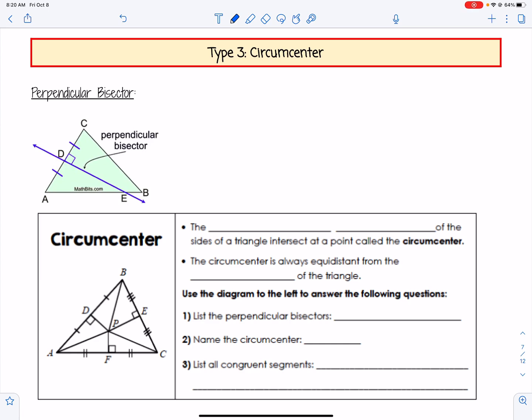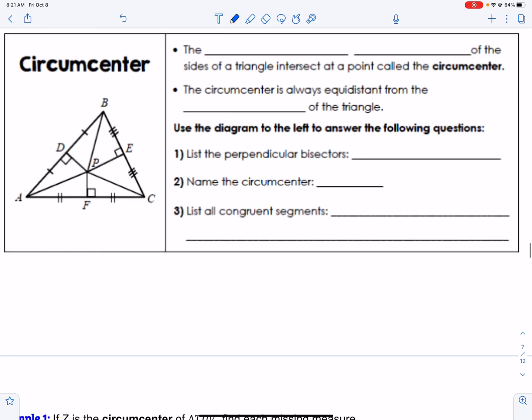In this video, let's take a look at another type of center of triangles called the circumcenter. The circumcenter is made up of the perpendicular bisectors of the sides of a triangle, and they intersect at a common point that we call the circumcenter. So let's start filling in our notes.